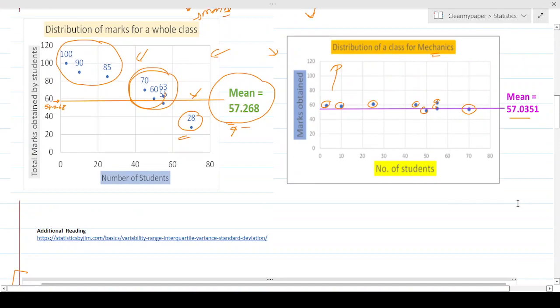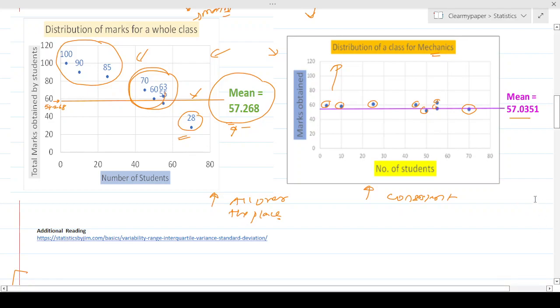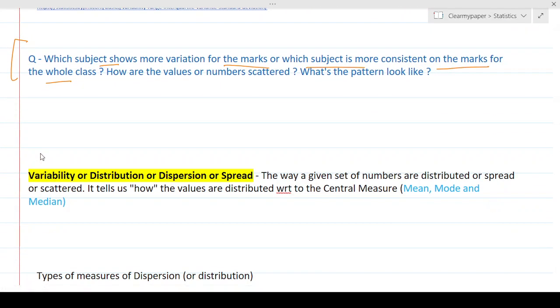So what basically it means is, mechanics is more consistent, or it does not vary much. The degree of variability is not that much. Whereas for maths, it is all over the place. It's scattered relatively more than mechanics. So the pattern tells us the degree of variability, and that is the concept of variability, or distribution, or dispersion, or spread. All are different jargons, like I said, but the meaning is very simple, and from an exam standpoint we'll be frequently using these two terms, variability and dispersion. Even if you get distribution or spread in an exam, you can understand they're talking about the same essence.